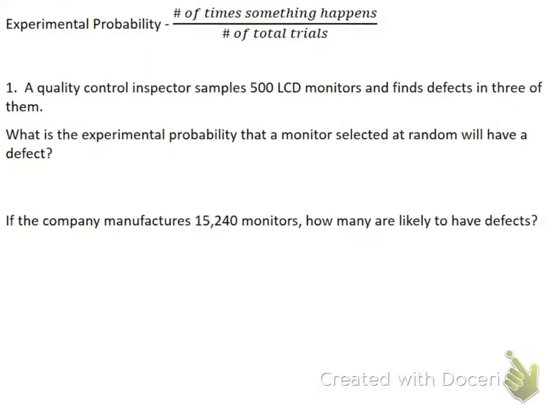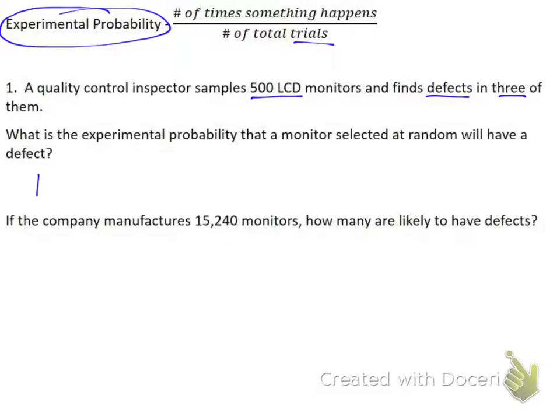The next things that we have are experimental probability. And so again, that's just talking about the number of times something happens in an experiment divided by the total times that I did the experiment, or I'll say, trials, the number of times that I tried it. So the first one, again, a quality control inspector samples 500 total LCD monitors and finds defects in 3 of them. So what's the experimental probability that a random one will have a defect?